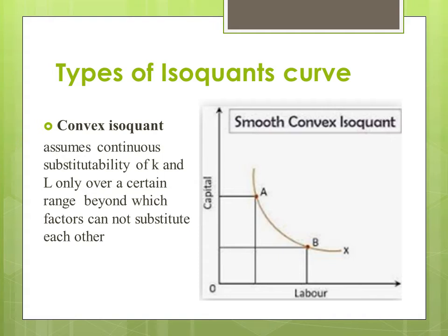Next is the convex isoquant. It is also called the typical isoquant because it is convex to the origin, and you can see that there is continuous substitutability of capital and labor, only over a certain range beyond which factors cannot substitute each other. It assumes continuous substitutability of capital and labor, its shape is convex to the origin, and it falls from left to right. So it is also called the typical isoquant, convex isoquant, or smooth convex isoquant.